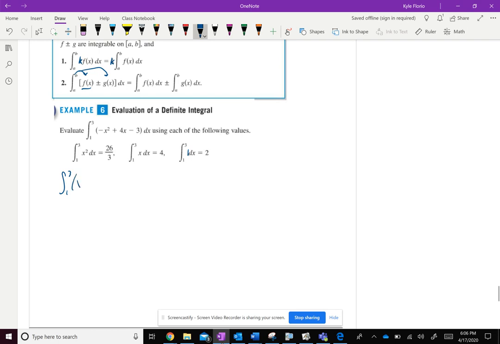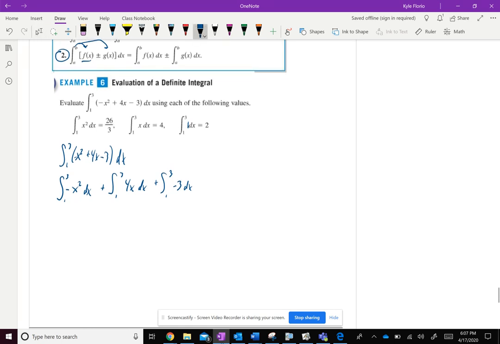So I want to evaluate this. Using property 2, I'm just going to distribute the sum and take the integral of negative x squared from 1 to 3, plus the definite integral from 1 to 3 of the function 4x, and the integral from 1 to 3 of the function negative 3 dx.